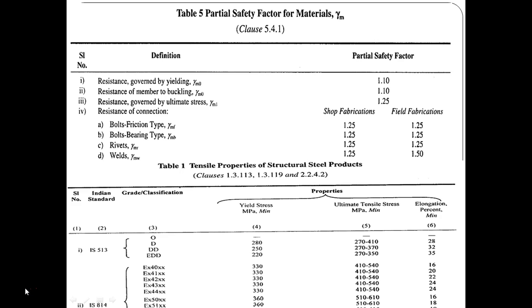Now if we look at table number 5 of IS 800-2007, partial safety factor for material is given, gamma m. Now this is 1.25, that is for fillet weld, that is gamma mw. So partial safety factor for material, since we have weld, is gamma mw, which we will require in the check. Similarly, we also need ultimate tensile stress. So ultimate tensile stress is equal to 410 MPa, that is minimum.